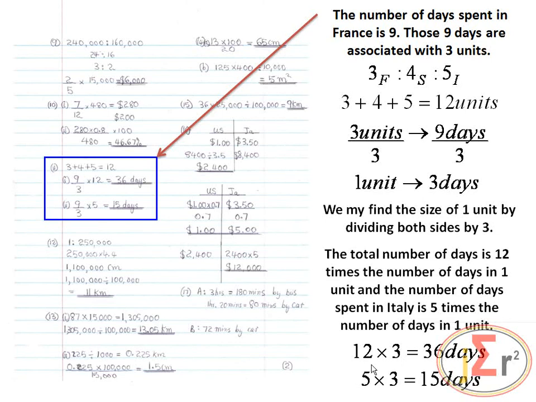and 5 units for Italy, as we have right here. So 5 times the number of 1 unit. 1 unit is 3 days. 5 threes, 15 days.